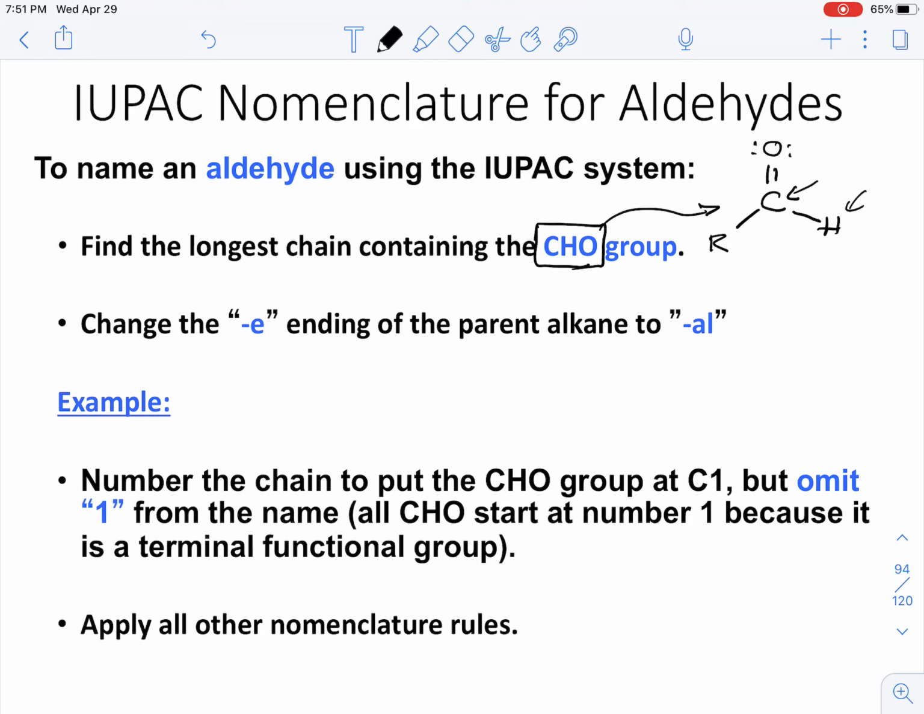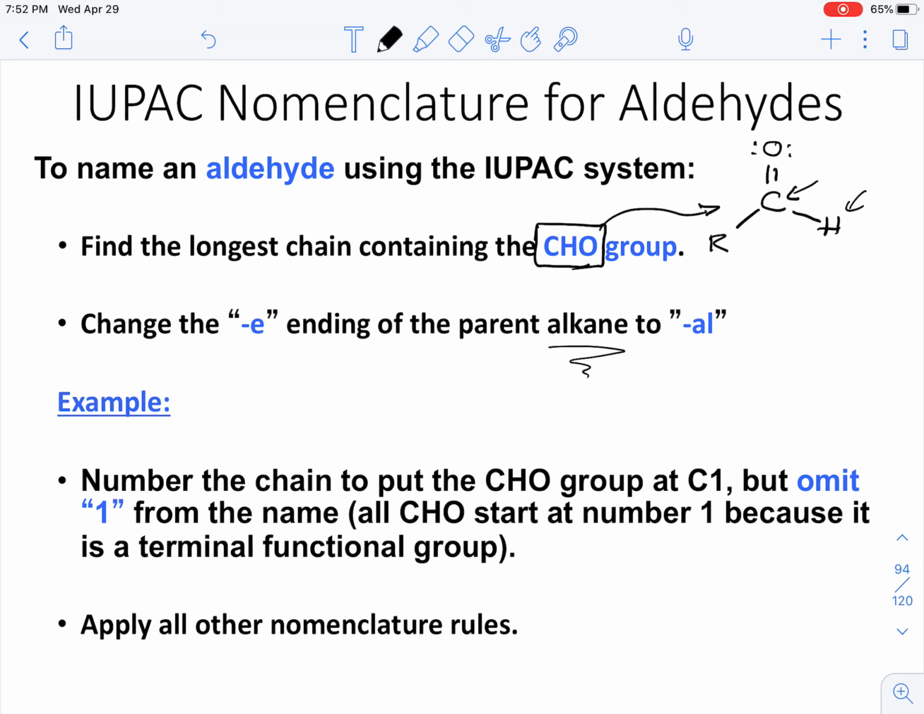And so once we've identified the longest carbon chain that contains our aldehyde, we're going to go ahead and name that parent name. So we can go ahead and name it as an alkane first, and then modify that alkane name to fit what we are working with. So for example, if we have a double bond, then we're going to convert the alkane to an alkene. If we have a triple bond, we're going to convert the alkene or alkane to alkyne.